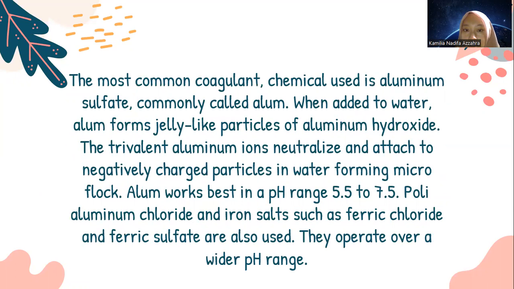The most common coagulant chemical used is aluminum sulfate, commonly called alum. When added to water, alum forms jelly-like particles of aluminum hydroxide. The trivalent aluminum ions neutralize and attach to negatively charged particles in water, forming microfloc. Alum works best in a pH range of 5.5 to 7.5. Polyaluminum chloride and iron salts such as ferric chloride and ferric sulfate are also used. They operate over a wider pH range.